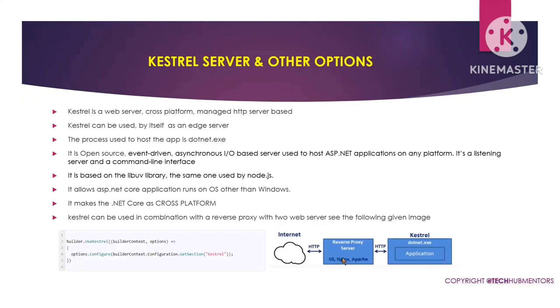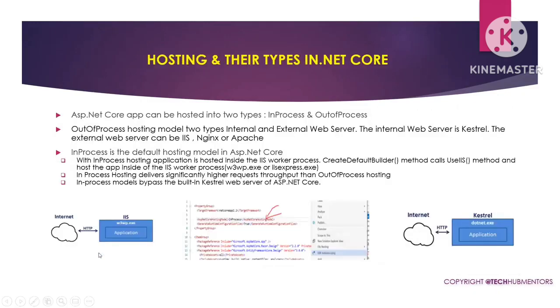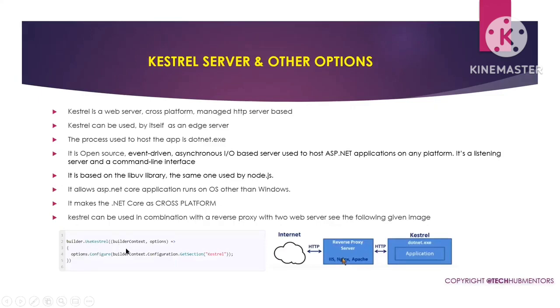It allows the ASP.NET Core application to run on any OS other than Windows. It makes .NET Core cross-platform. Kestrel can be used in combination with a reverse proxy with two web servers. Here you can see how we will configure the Kestrel server in a create web host builder, and here you can see the diagram. This is the internet and I'm passing the HTTP request. So Kestrel server is using internally a reverse proxy server.